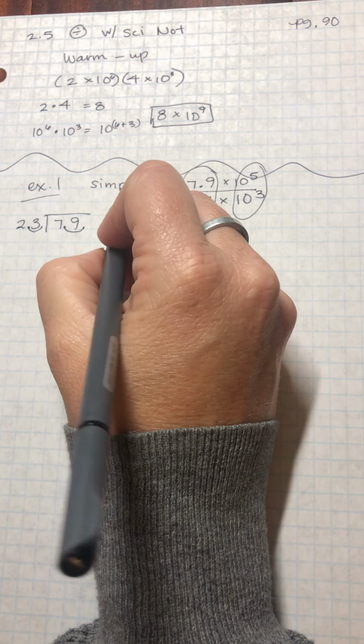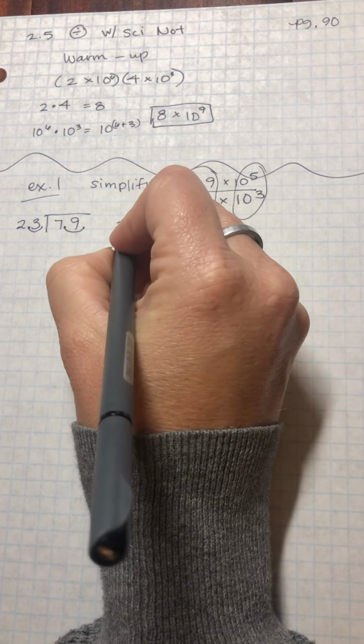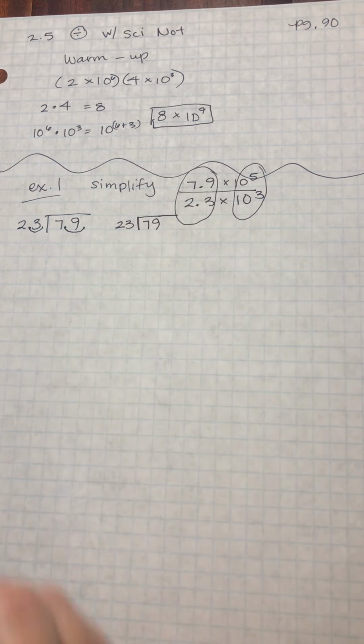And I like it clean. I like to show all my work and all the steps. So now I'm just going to rewrite it. So I have 23 into 79, okay?